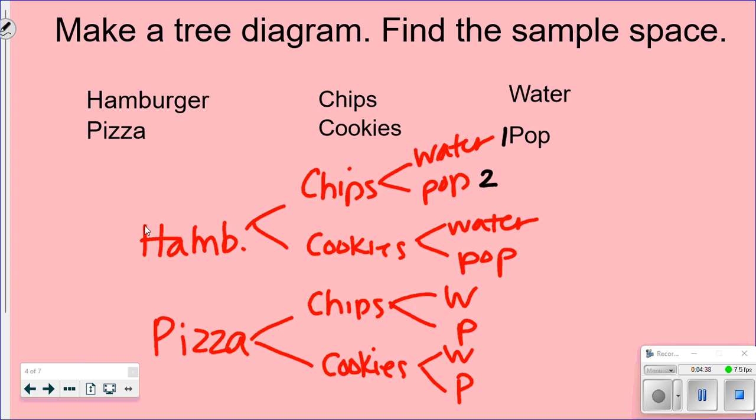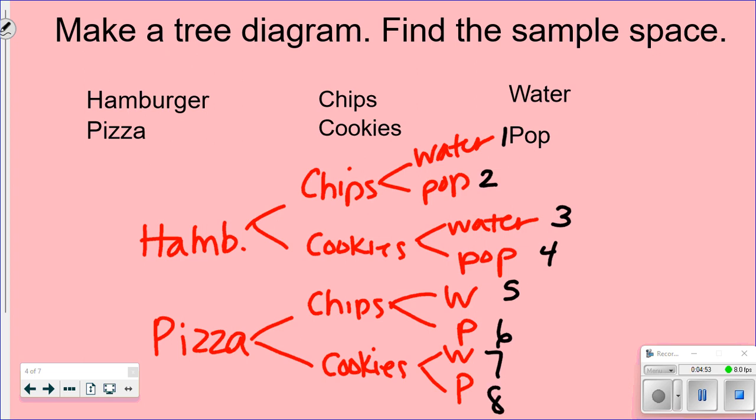Hamburger, cookies, and water is the 3rd possibility. Hamburger, cookies, and pop is the 4th. Pizza, chips, and water is the 5th. Pizza, chips, and pop is the 6th. Pizza, cookies, and water is the 7th. Pizza, cookies, and pop is the 8th. So I have 8 possible things that I could have.